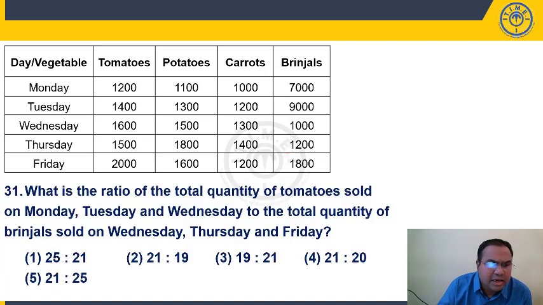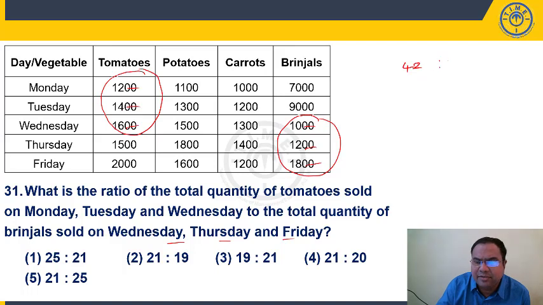Question number 31, students. Ratio of total quantity of tomatoes sold on Monday, Tuesday, Wednesday to total quantity of brinjal sold on Wednesday, Thursday, Friday. Tomatoes sold on Monday, Tuesday, Wednesday: add this, 30 plus 12, 42. Anyway the ratio's last 2 zeros will get cancelled, so I am ignoring this. We need to find the brinjals on Wednesday, Thursday, Friday. These 2 zeros will get cancelled. So brinjals will be 30 plus 10, 40. 2 21s are 42, 2 20s are 40. Ratio is 21 is to 20, present in the 4th option.